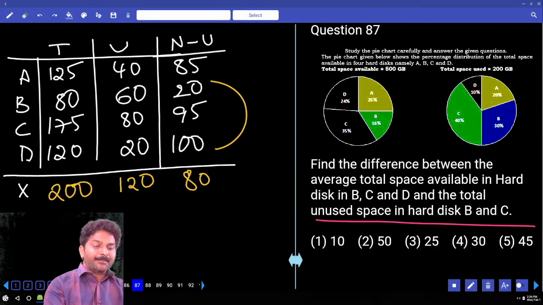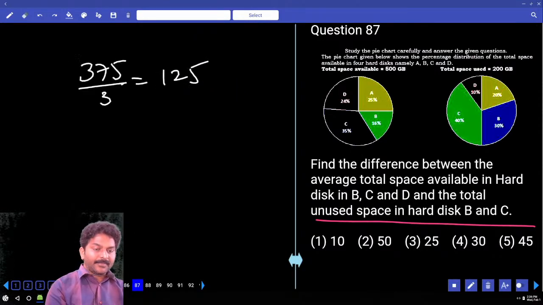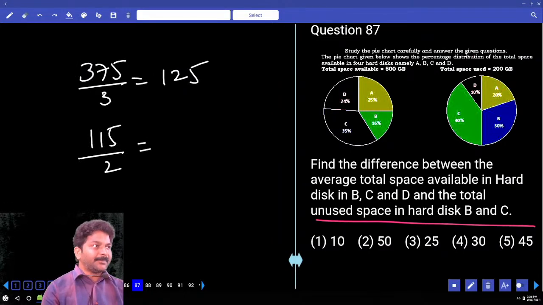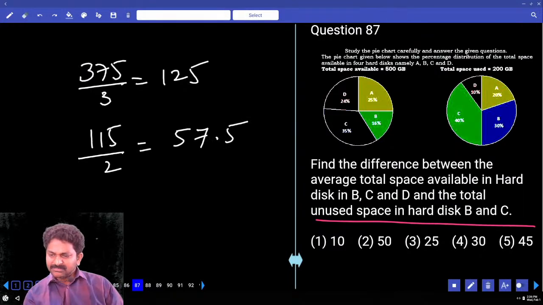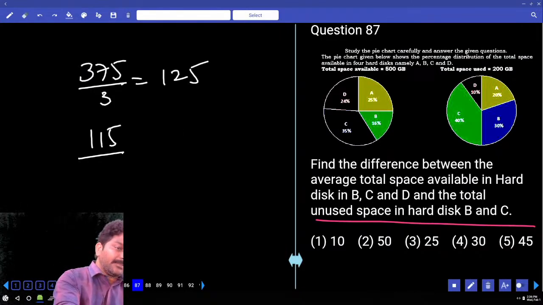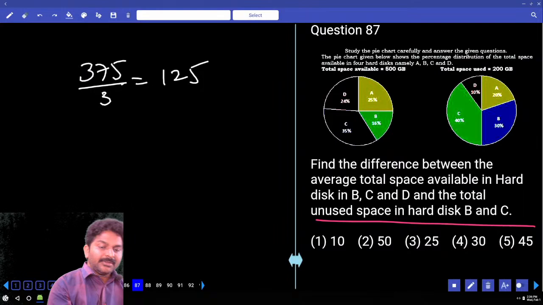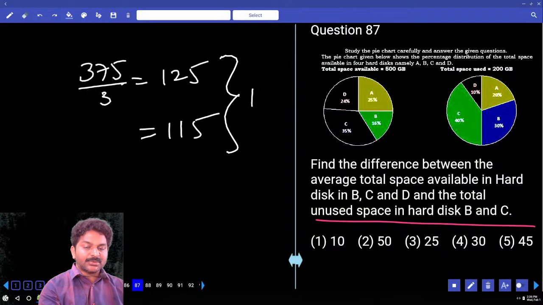And total unused space in B and C. How much is this? 20 plus 95, 115. So even for 115 also we need to calculate average by 2. How much is that? 57.5. No, only the sum, average is not needed here. So this is 115 and we were asked to calculate difference between these two, which is 10.